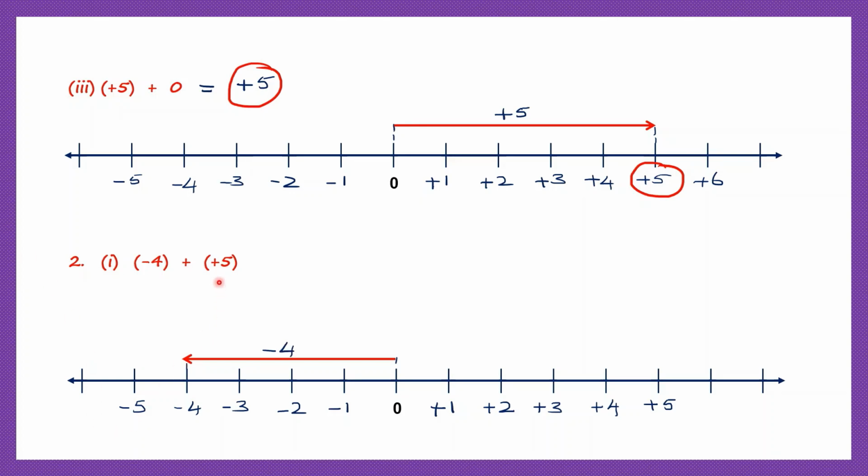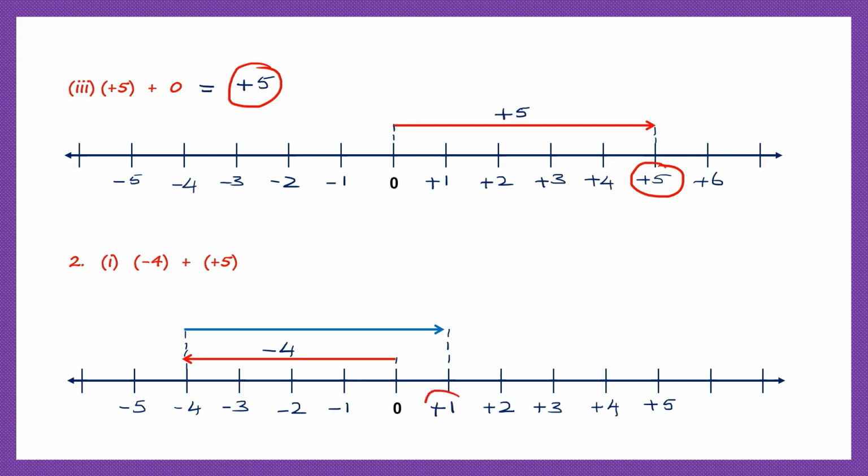Now let's look at the next integer. It's plus 5. That means wherever you have stopped, from there you have to move 5 steps to the right, because it's a plus sign, and 5 steps. So from minus 4, we're going to move 5 steps to the right. Let's see that: 1, 2, 3, 4, 5. We are coming up to plus 1. So we start from minus 4 and move 5 steps to the right. We'll come all the way here, up to plus 1.